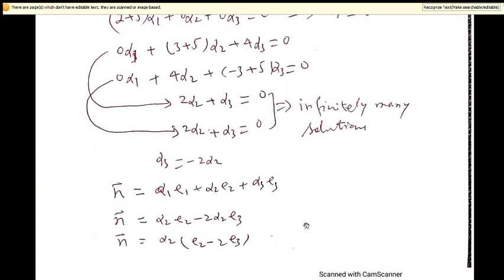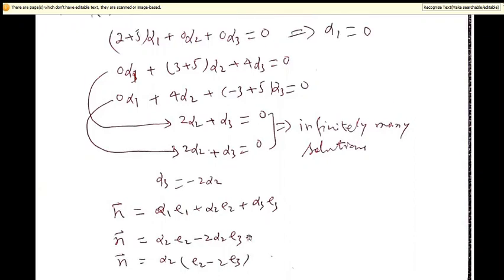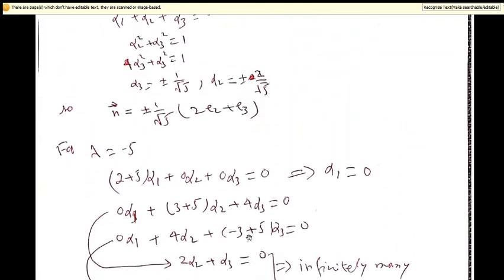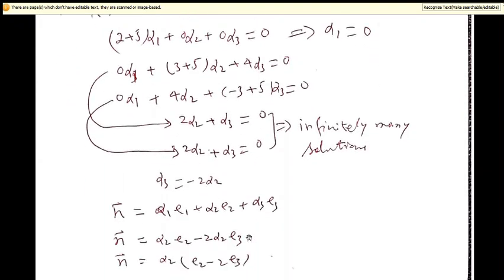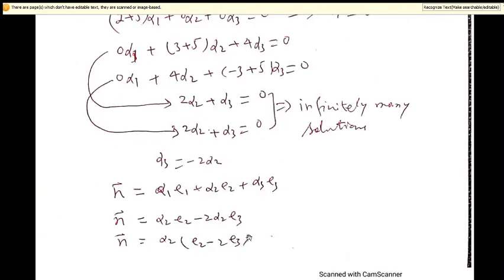Maybe I have missed something here. I have to complete this also, as I have done for lambda equal to plus 5. No, it will be your exercise. You have to complete this.